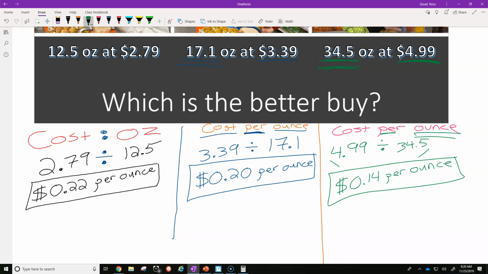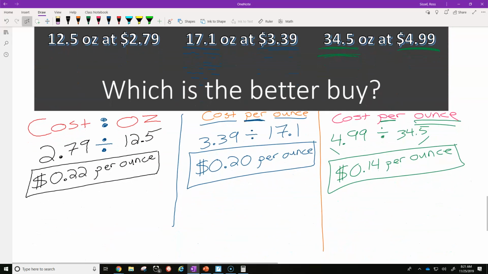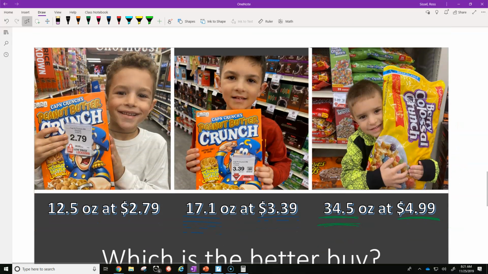Alright. Whose cereal should I buy? Just based on price. Nothing else in consideration. Just based off price, whose cereal should I have bought? Bennett, Eli, or Jude? Trevor? The last one. Jude. His is only 14 cents per ounce. His was the most expensive, but I get more cereal for it and my price is better. Now, full disclosure, it's also because it is a generic brand. Doesn't taste the same. It's a little bit different.